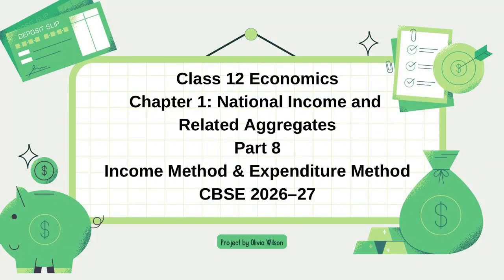In the previous video we studied the value added method, where we calculated national income by measuring value added at each stage of production. Today we will study the remaining two methods used to measure national income, the income method and the expenditure method. Before we begin, here is a question for you.